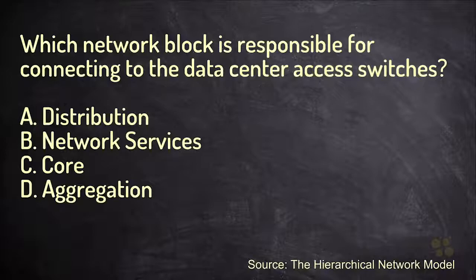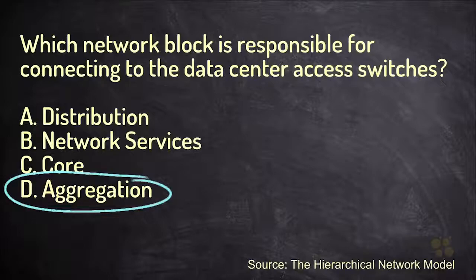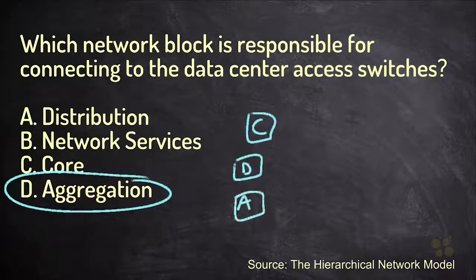We didn't spend a whole lot of time on this, but it is important that we understand it. The answer here is D, aggregation. In a traditional campus architecture, we would have a core, distribution, and access layer. And we're mostly familiar with this as a 3-tier architecture.